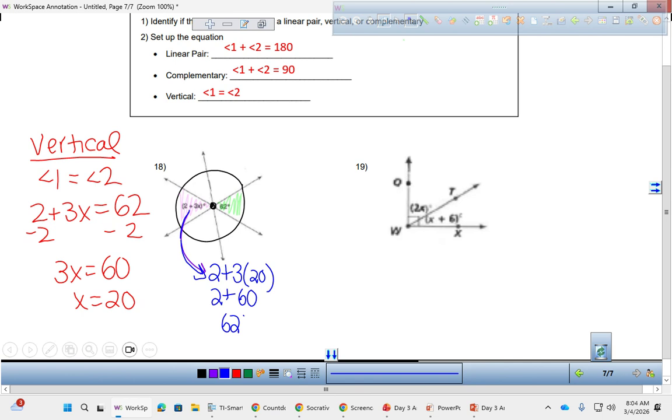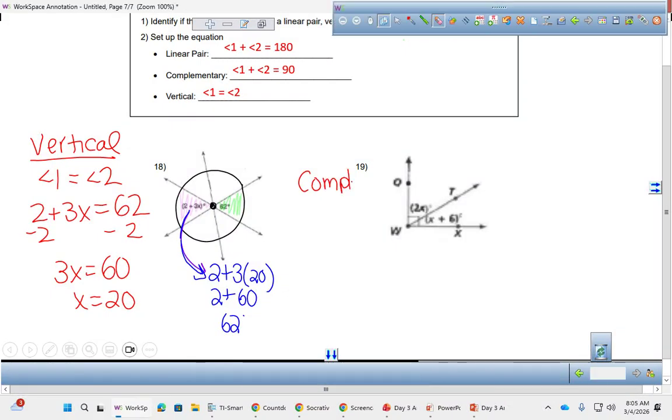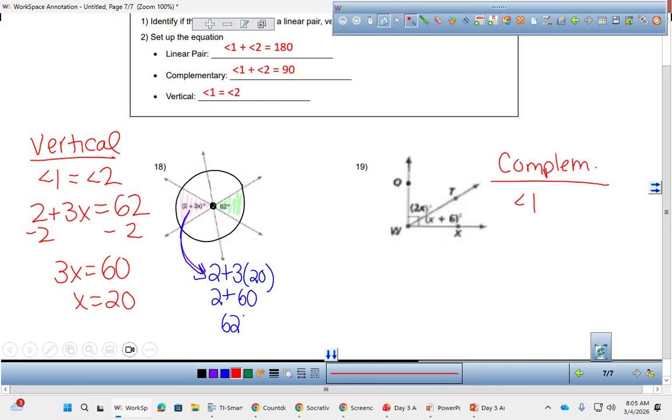All right, what's this last relationship? We've done one of all of them. Okay, this one's complementary. Actually, let me do it over here so I have more space. All right, so this is complementary. I don't even need to draw my picture to see that because I see that box. So I know that these 2 angles add together to 90 degrees. So I've got a 2x and I've got an x plus 6.